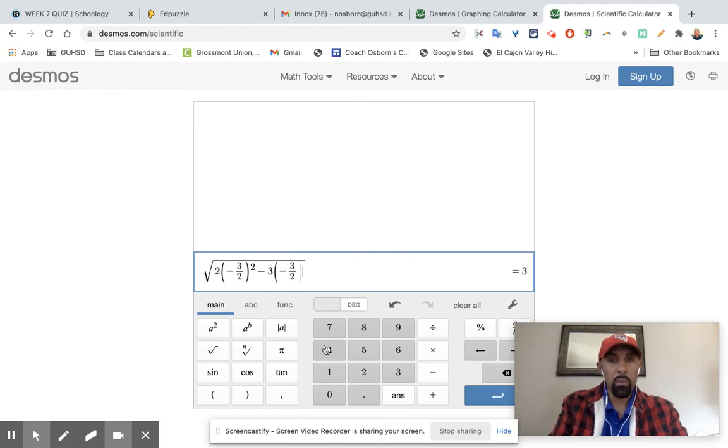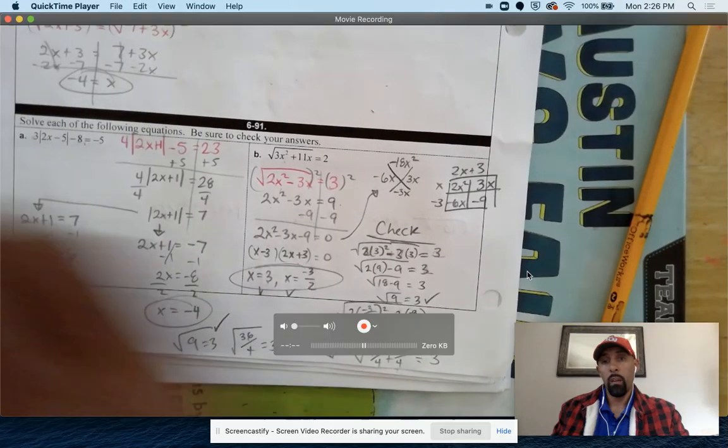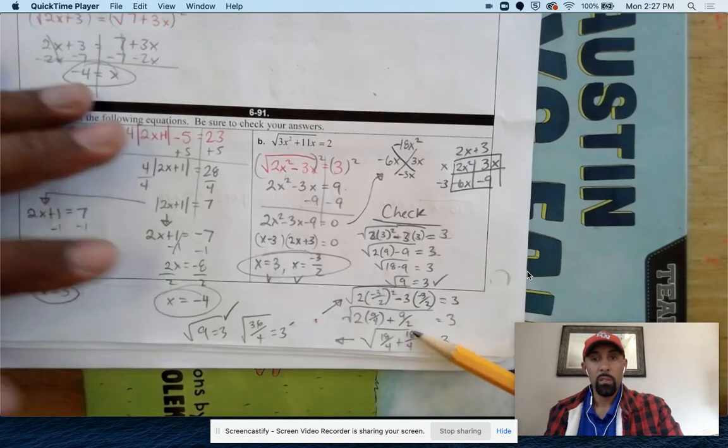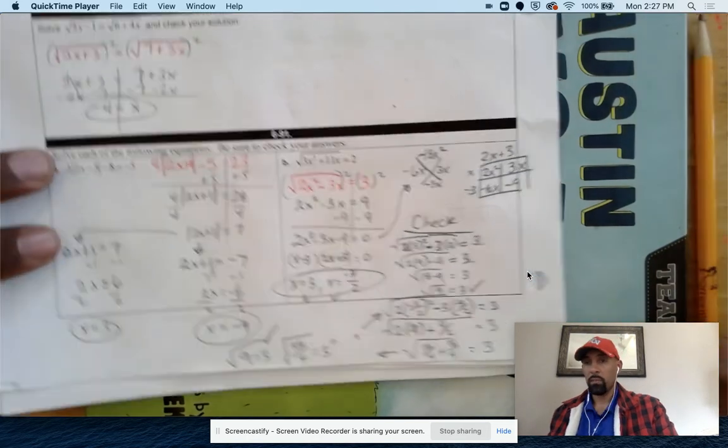So this could be one way you guys could do it. That way you can check your answers real quick, and you can see it equals 3, and that's what I was looking for, just like you can see down here. So again, use Desmos to check your answers. Okay, that's it.